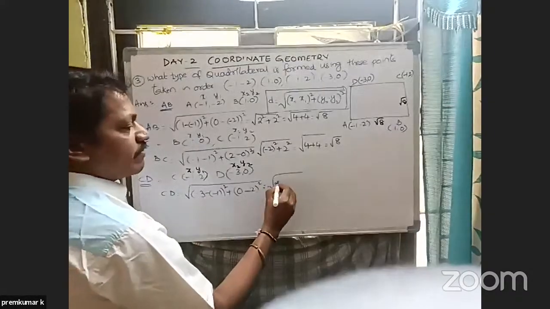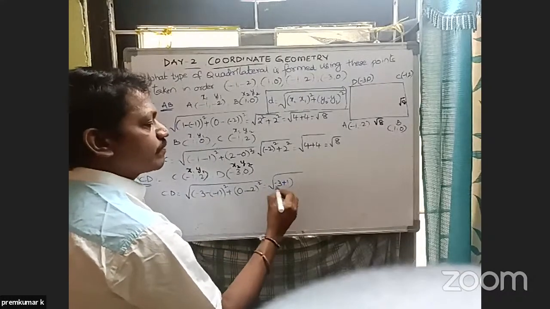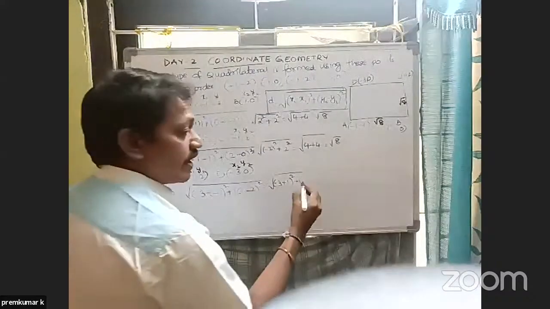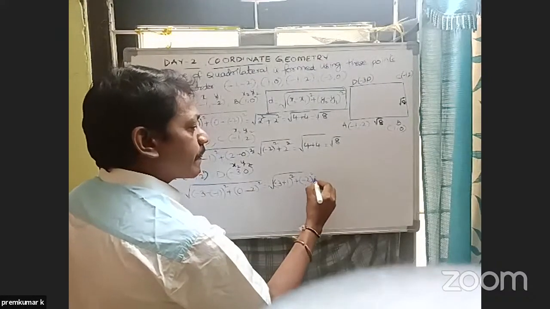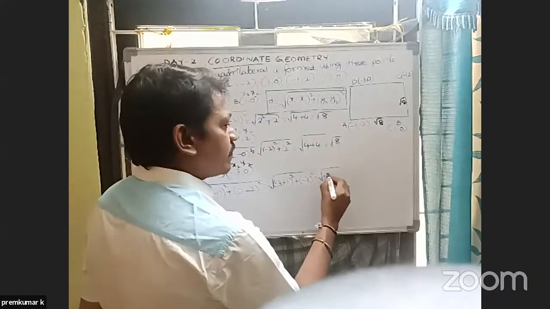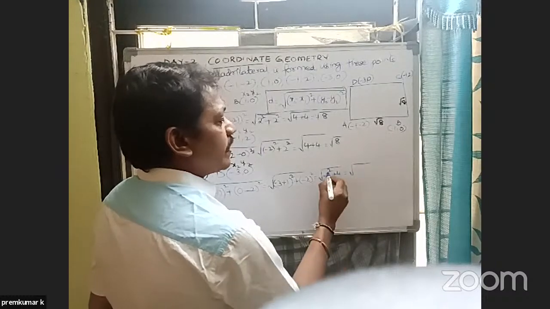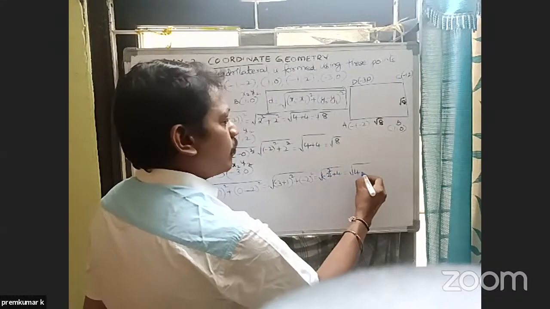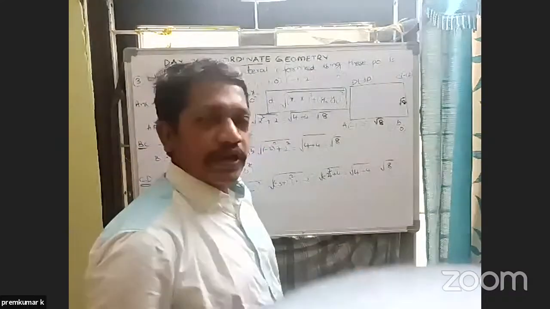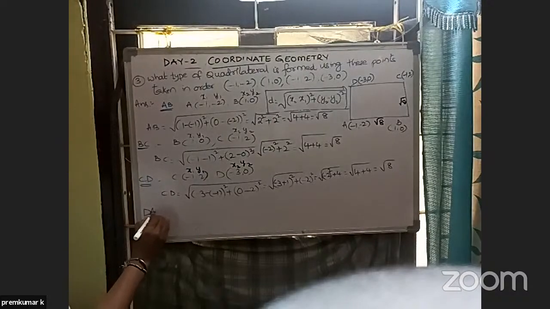Minus 3, I am writing one step at a time. Minus of minus 1, that is plus 1. Here 0 minus 2 is minus 2 square. Minus 3 plus 1 is minus 2 square. Here it is 4. Minus 2 square whole square. This is 4 plus 4, we get 8.